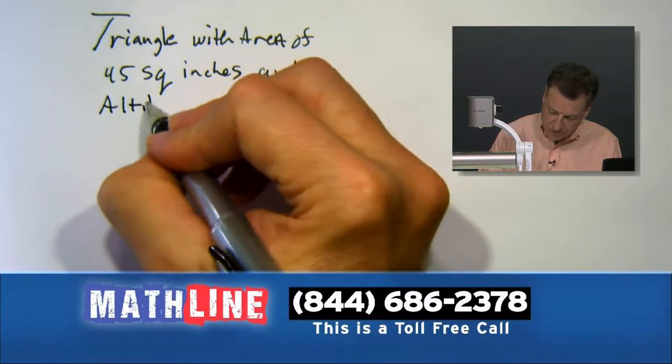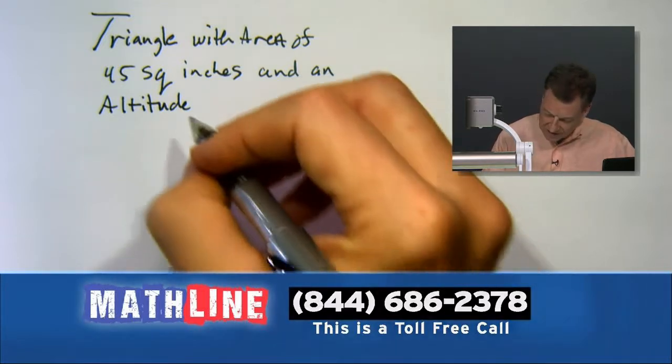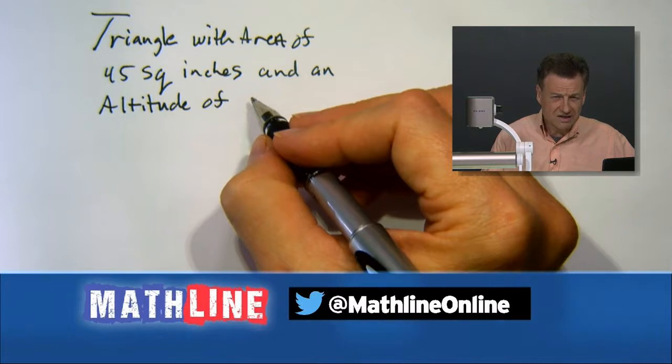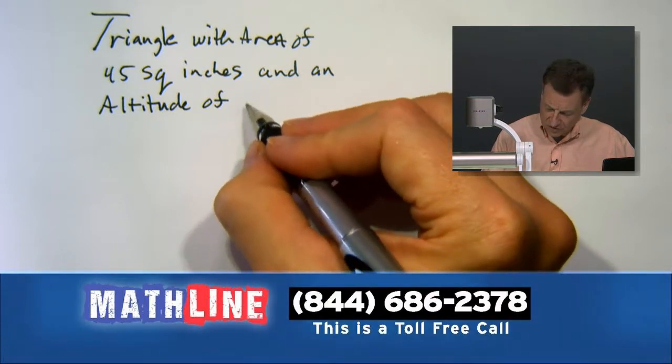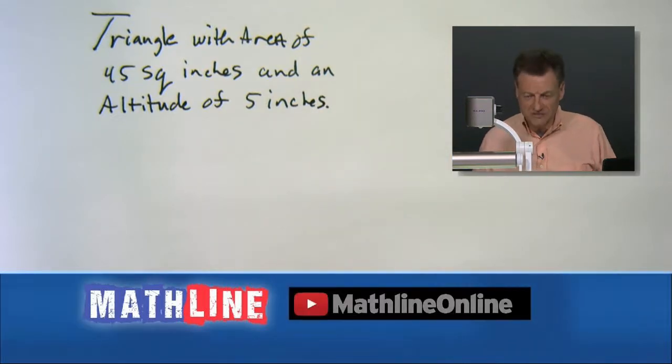Oh, one of those missing parts where we don't just get to multiply and say we're done. It's not that quick, is it? So you've got the altitude of 9 or 5? Of 5, okay, 5 inches. All right, let's see what we're looking for. We're looking for the base.